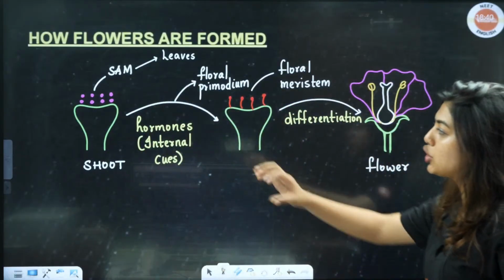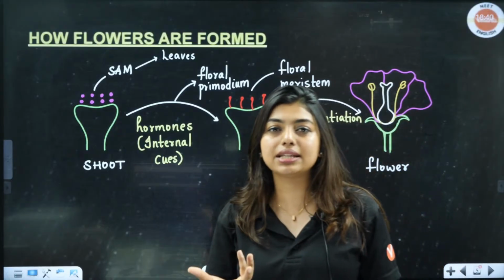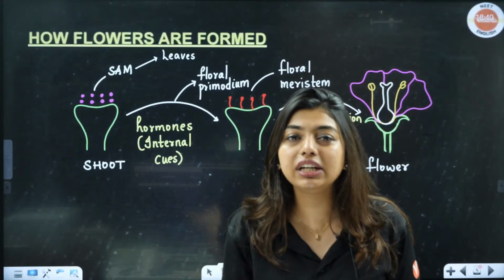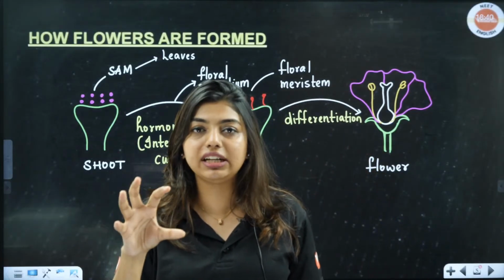So look here, students, on the shoot there is going to be an apical meristem. Meristem cells, what are they? The cells which are actively dividing. They are always ready to divide, okay? They are never going to stop dividing, so they are actively dividing cells.